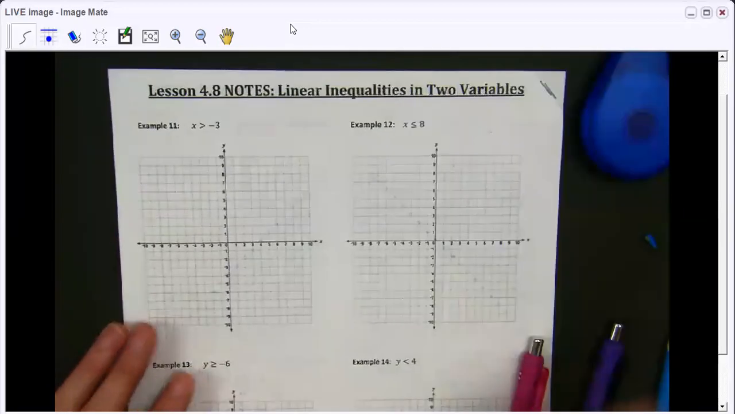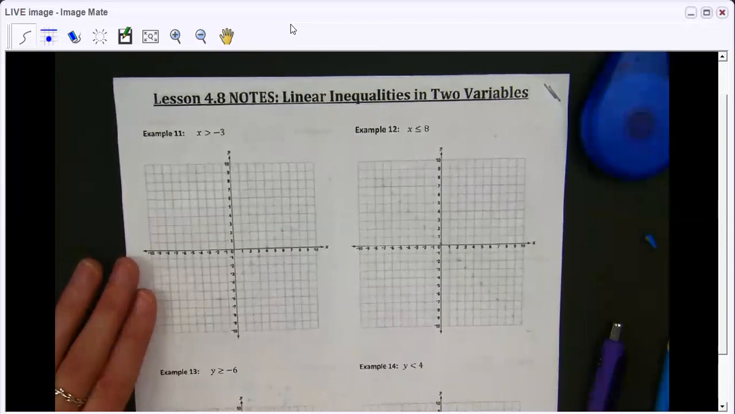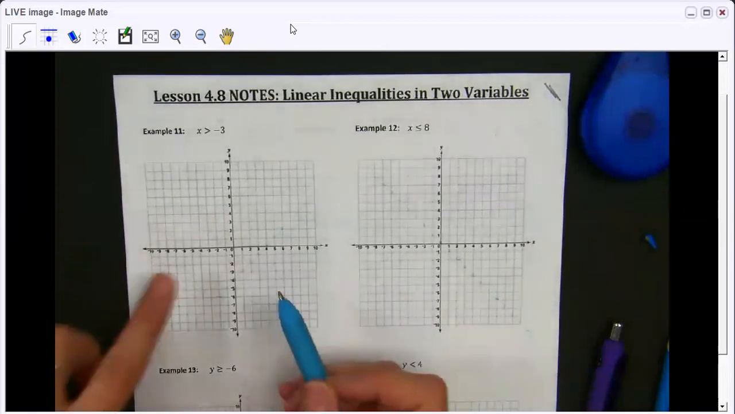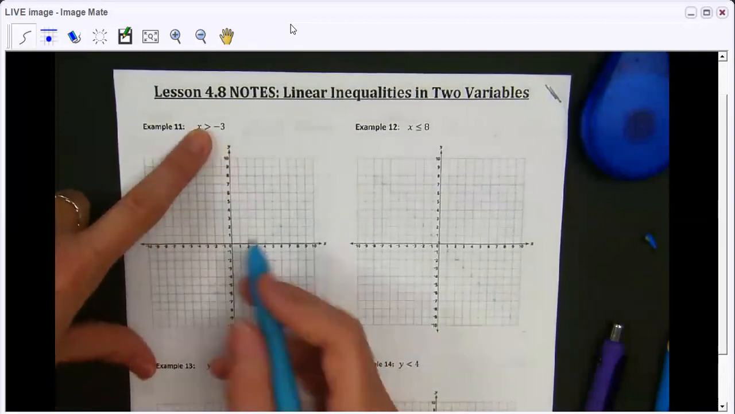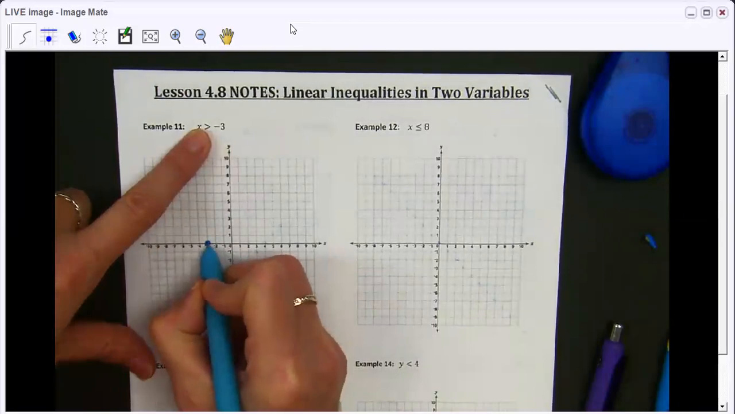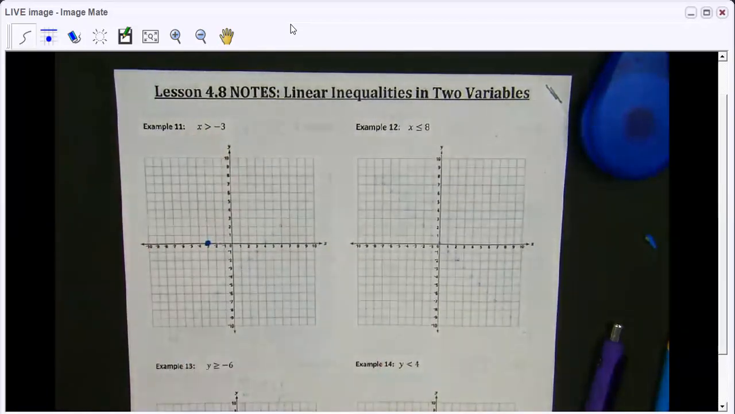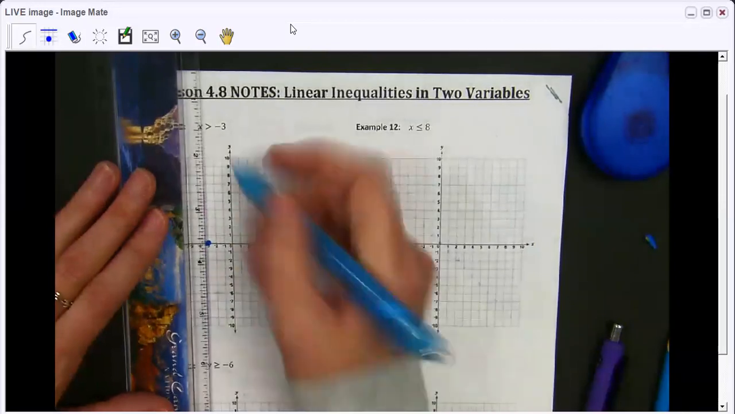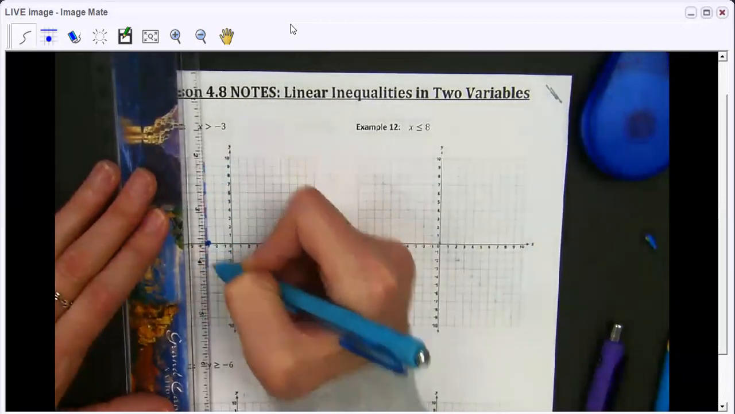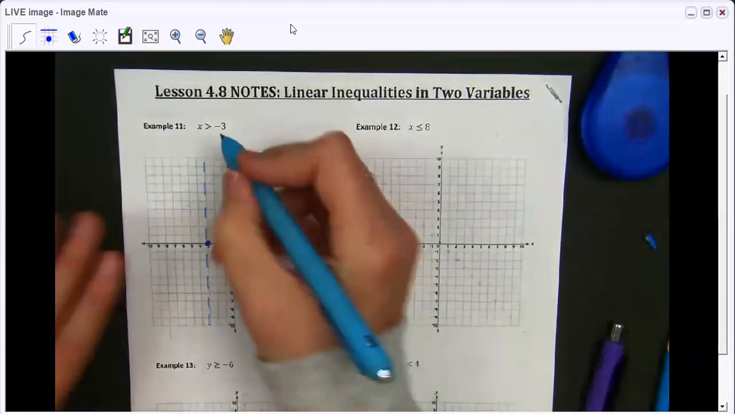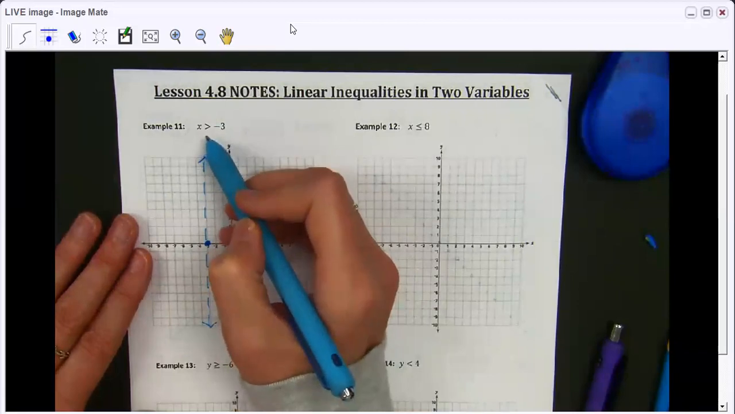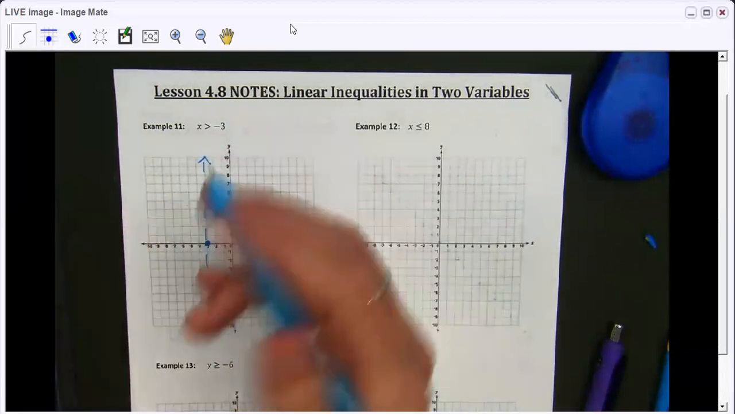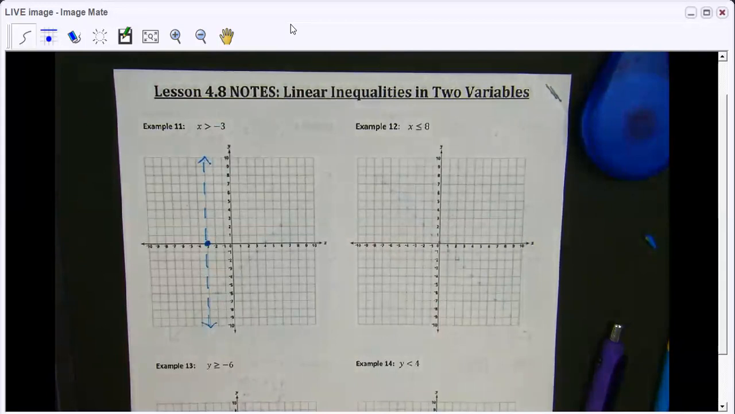So let's look at what side it would be on. I'm going to show you. On this one, we're going to graph on the x-axis, we're going to plot a point at -3. This is going to be a dashed line. If there is not an equal sign, it's dashed. If there is an equal sign, it's solid. It's the same as like an open and closed circle.